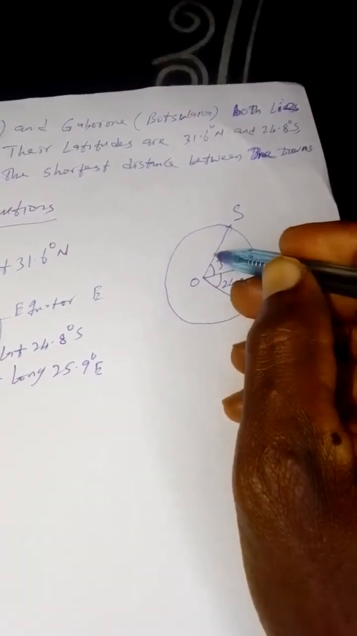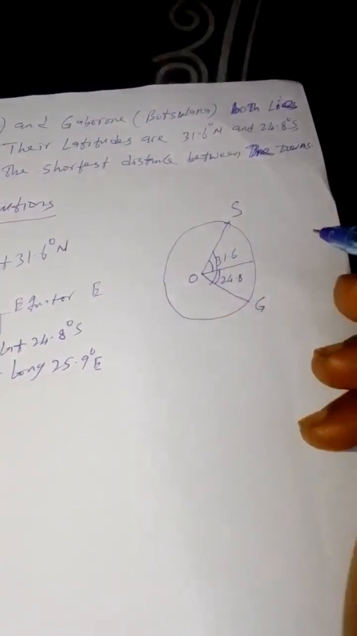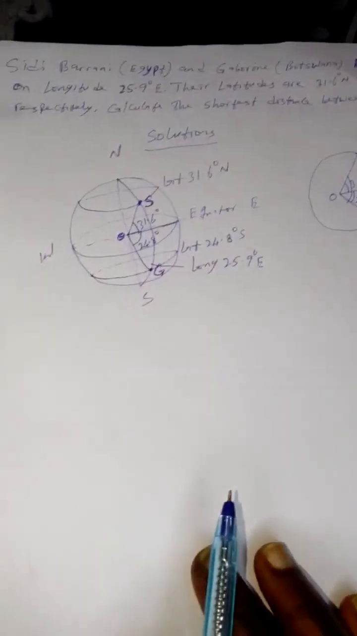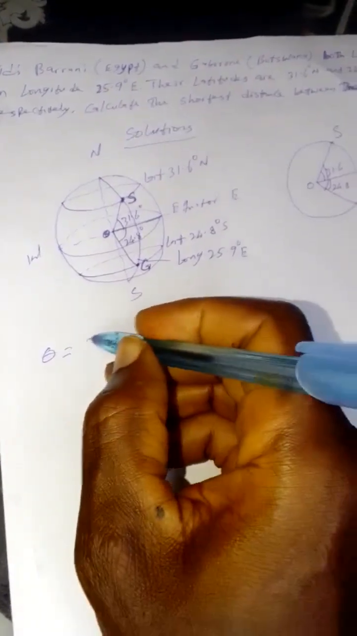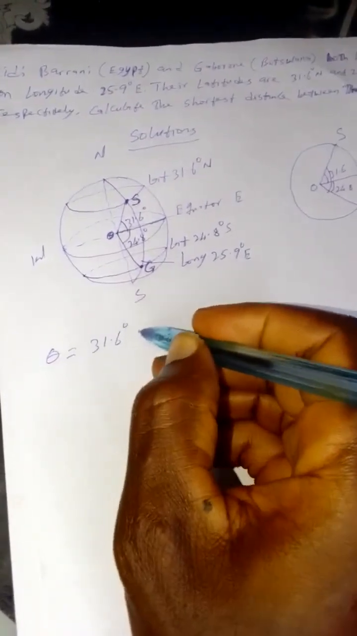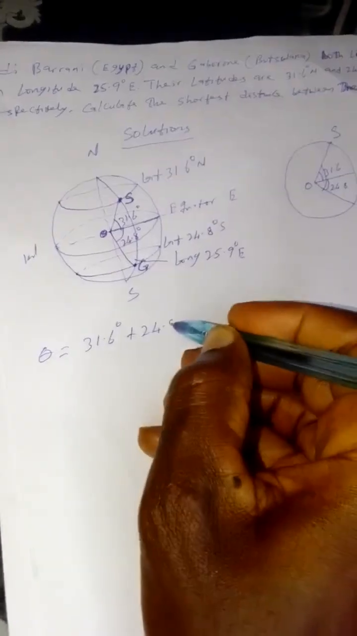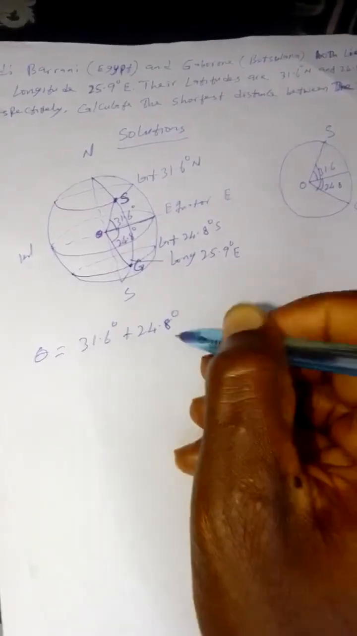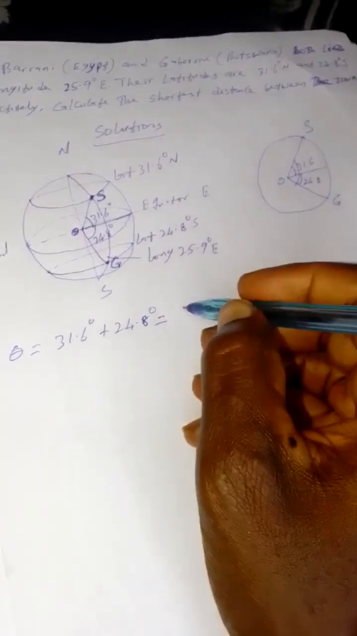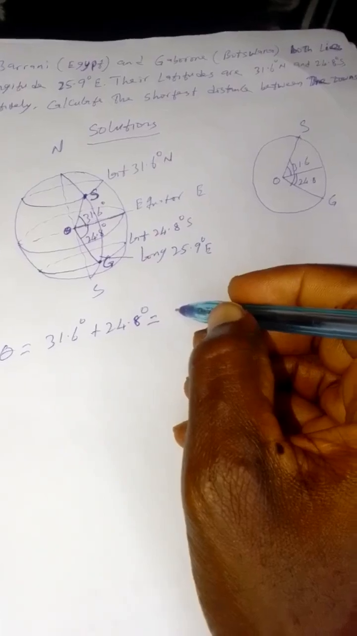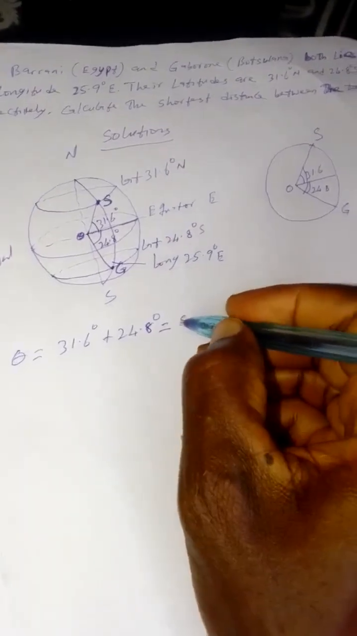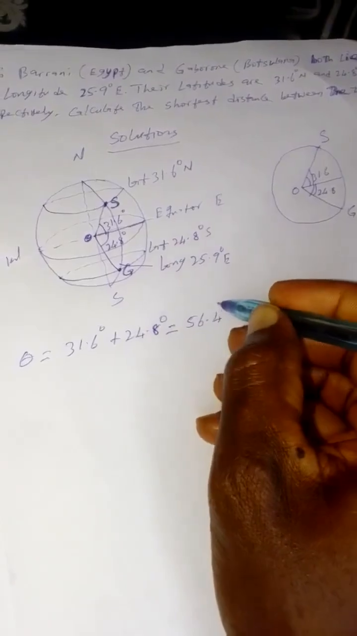So you can see the sum of everything will give us our angle. Our theta is equal to 31.6 degrees plus 24.8 degrees. If you press your calculator, that will give us 56.4 degrees.